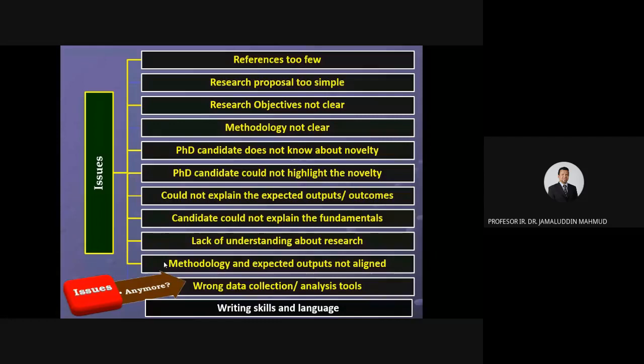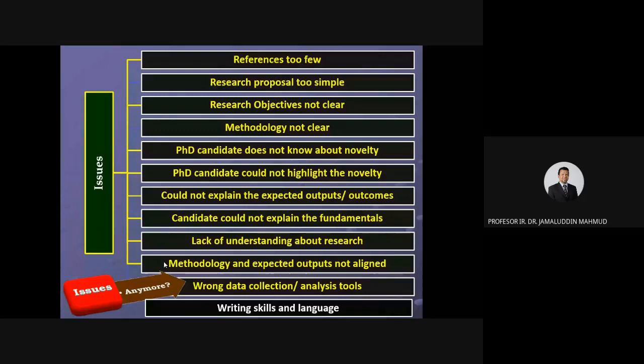In some cases, the research objective is not clear. They just put something like "to determine". For a PhD especially, we should look for a higher cognitive level, such as to formulate, to design, to synthesize. And in some cases the methodology is not clear; they just put a few lines.